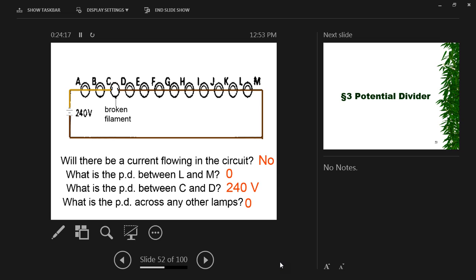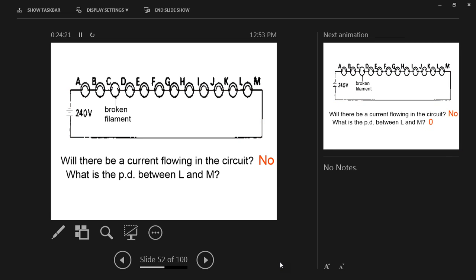Okay, so let's quickly summarize this. Will there be a current flowing through such a circuit? Well, when one of the filaments blows, no, right? No current flows because it's an open circuit. The potential difference between L and M is 0 because L is connected directly to the head of the battery and M is connected directly to the head of the battery. So both terminals of the voltmeter measure the same thing. So no potential difference.